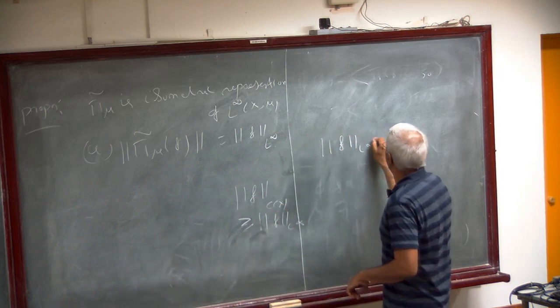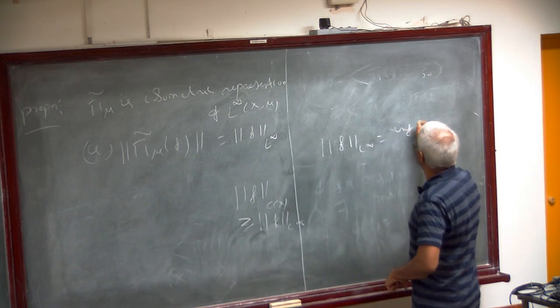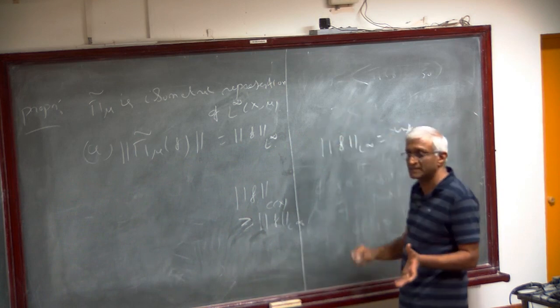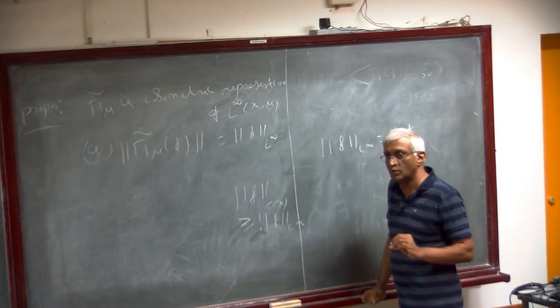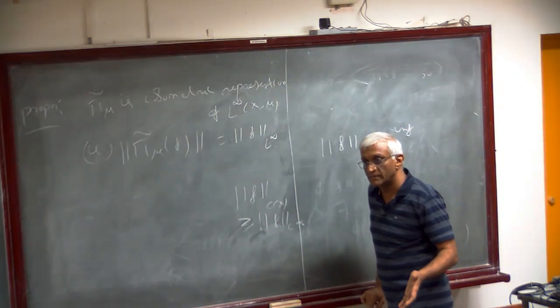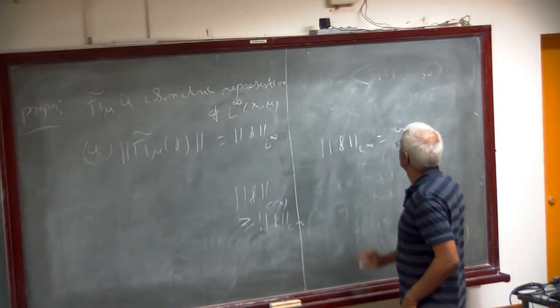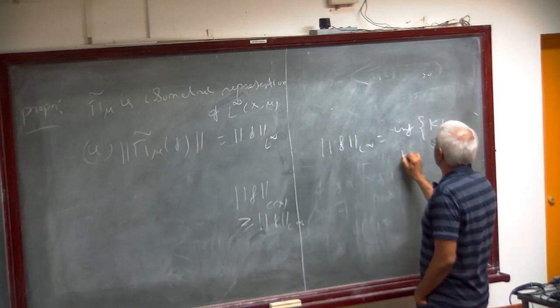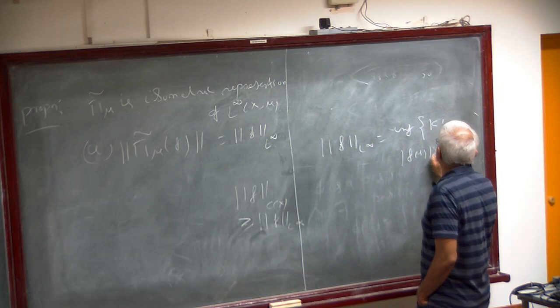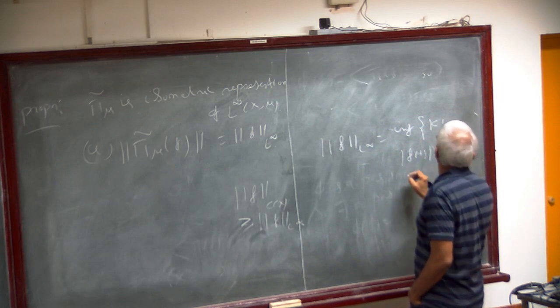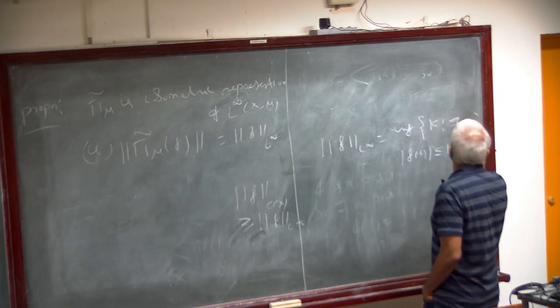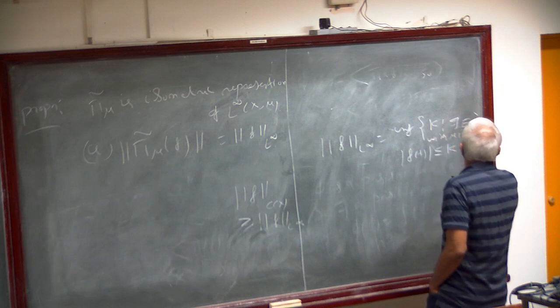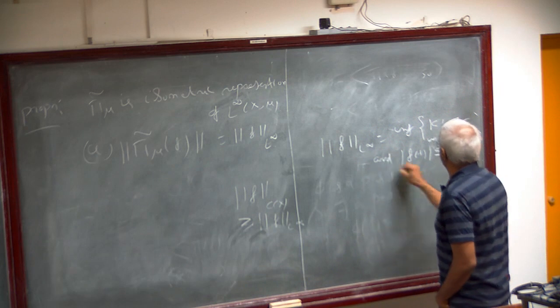Because how is the L infinity norm defined? The L infinity norm is an infimum. L infinity means there exists a subset of measure 0, and outside that subset f is bounded. That is what L infinity is. So the L infinity norm is the infimum of k such that |f of t| is less than or equal to k, and there exists a subset E with mu of E equals 0, outside of which |f of t| is less than or equal to k.